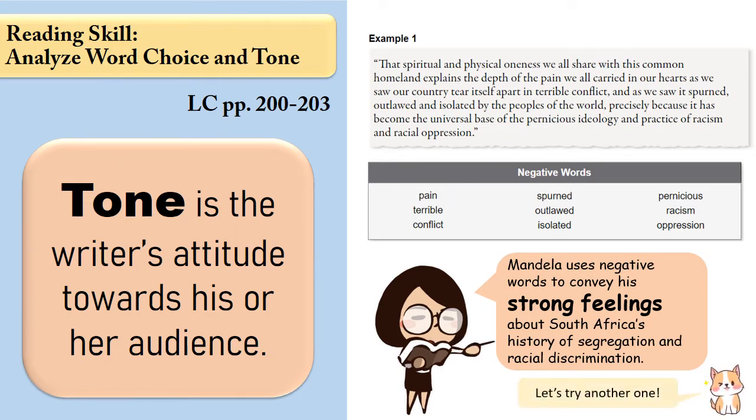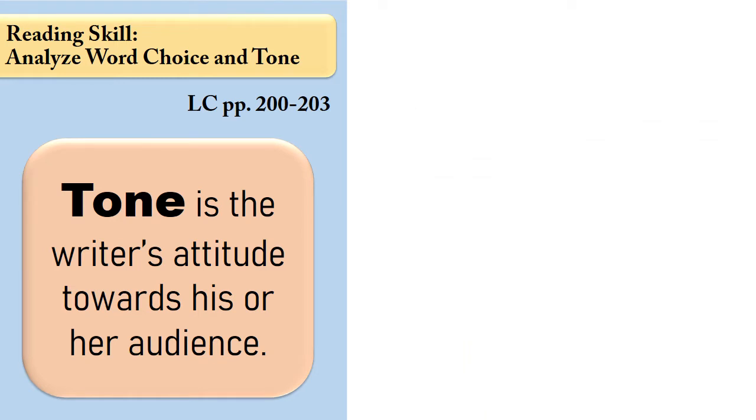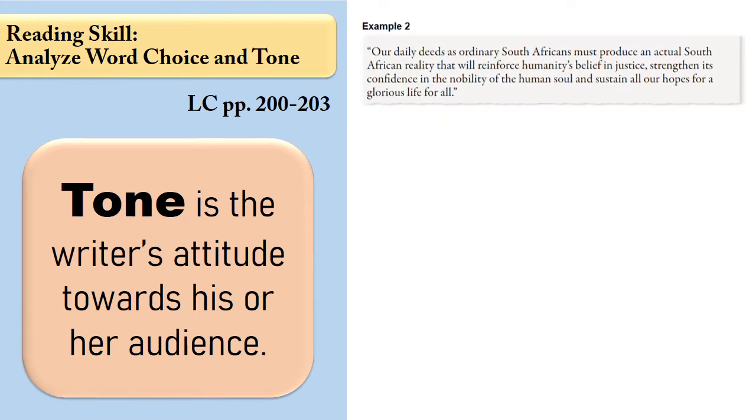So let's try another one. Let's have another example. So, example two. Our daily deeds as ordinary South Africans must produce an actual South African reality that will reinforce humanity's belief in justice, strengthen its confidence in the nobility of the human soul, and sustain all our hopes for a glorious life for all. So, as you notice in this example number two, Nelson Mandela used positive words to emphasize something and to express a meaningful message.